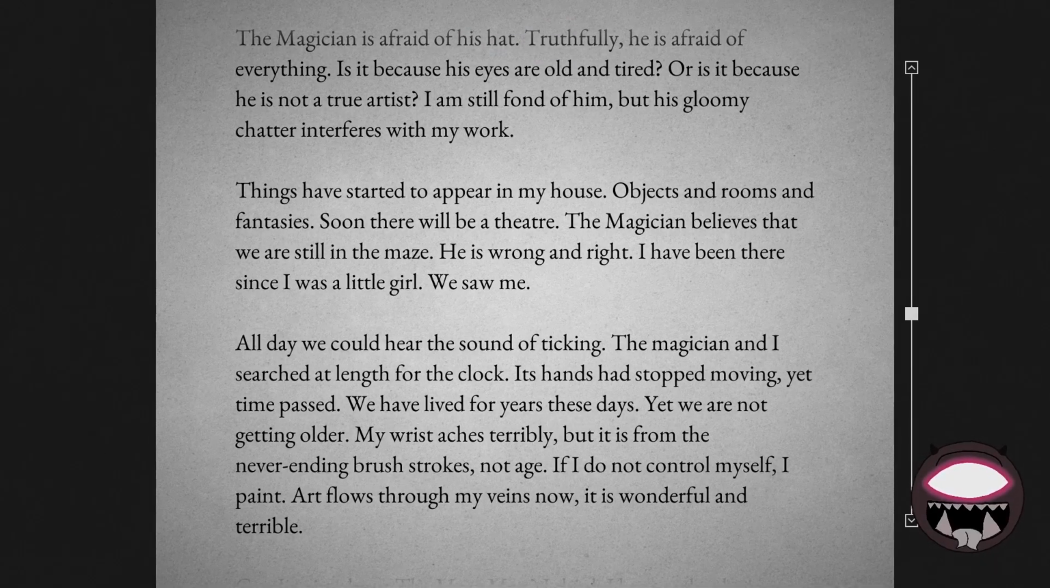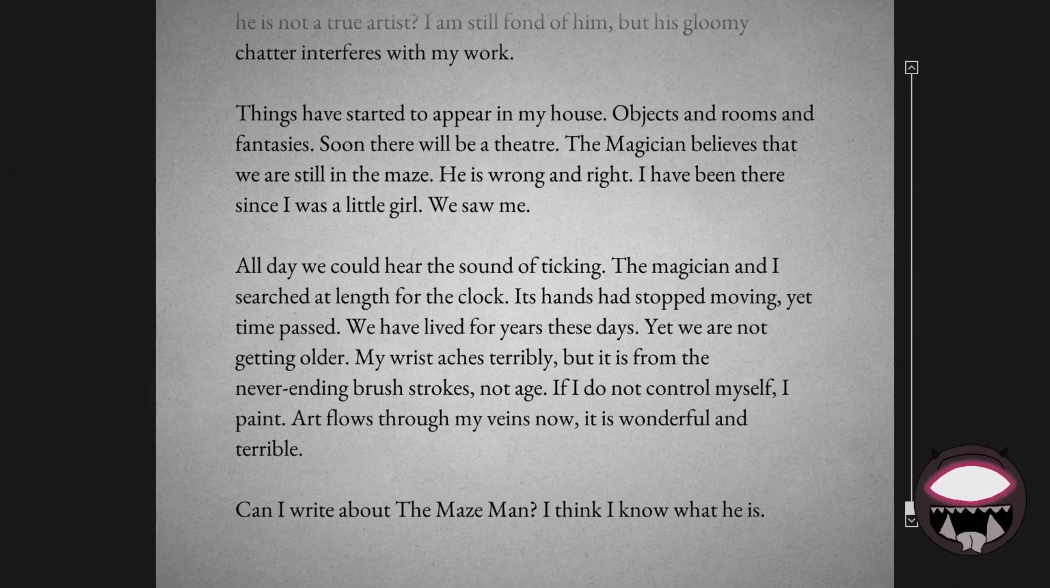Things have started to appear in my house, objects and rooms and fantasies. Soon there will be a theater. The magician believes that we are still in the maze. He is wrong and right. I have been there since I was a little girl. All day we could hear the sound of ticking. The magician and I searched at length for the clock. Its hands had stopped moving, yet time passed. We'd lived for years these days. Yet we are not getting older.